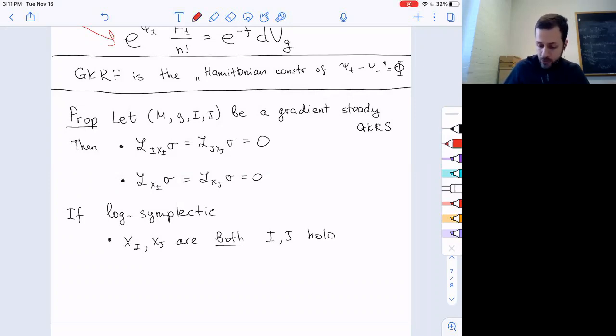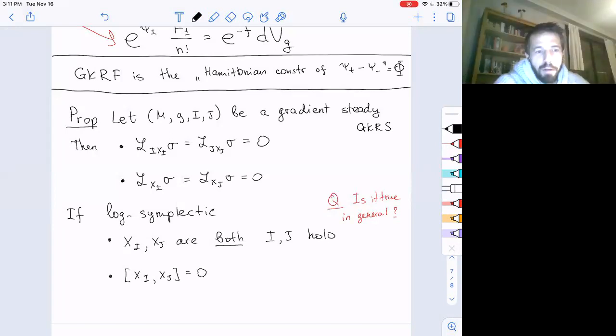And here I have a question which I don't know how to answer, and I suspect it is true, but I don't have an argument. Is it true in general, without this log symplectic assumption? That's unclear. And again, as a consequence of this, you can easily check that they must commute. These are commuting vector fields.